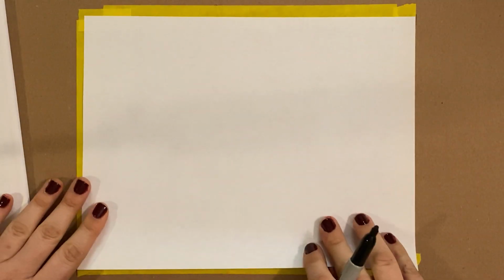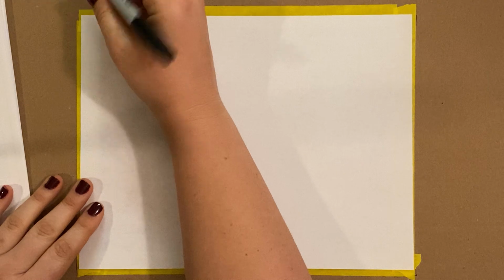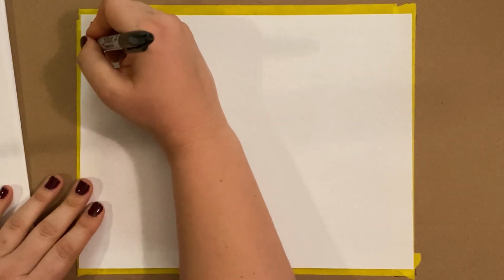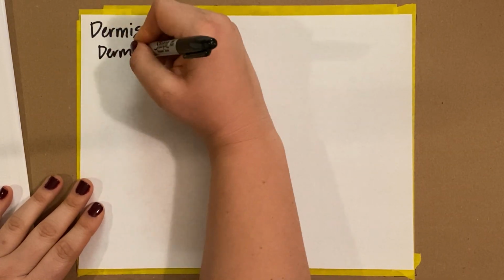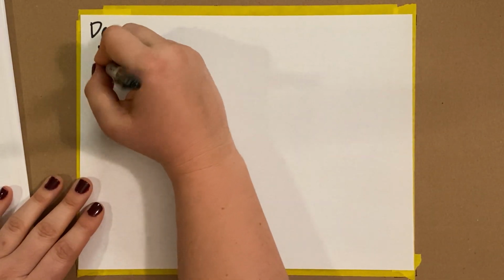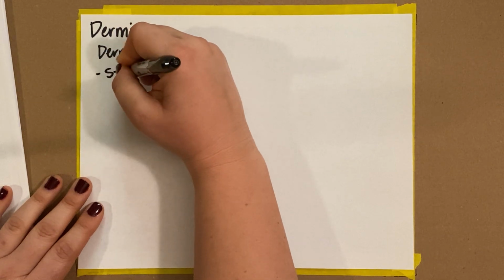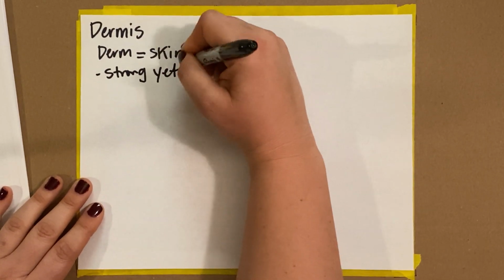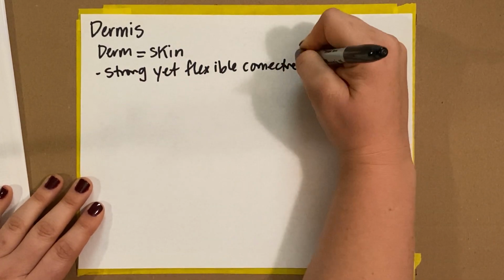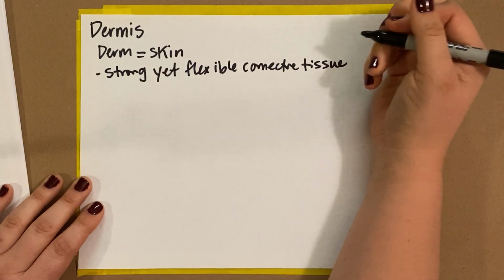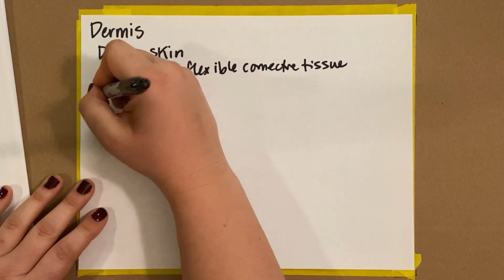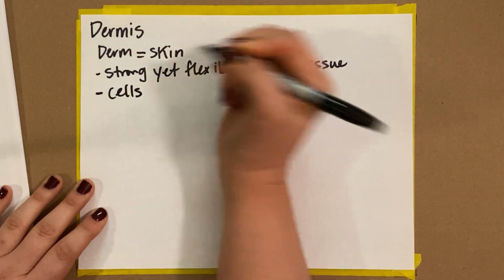So now we're going to move on to the next layer under the epidermis, which is going to be the dermis. So the dermis, the word derm means skin. Okay, and this is going to be kind of a strong yet flexible connective tissue. So it's going to be important for it to be very strong, but it's also going to need to be flexible.